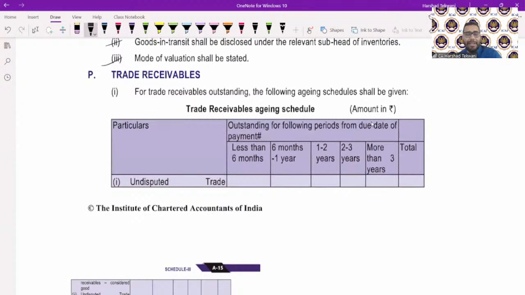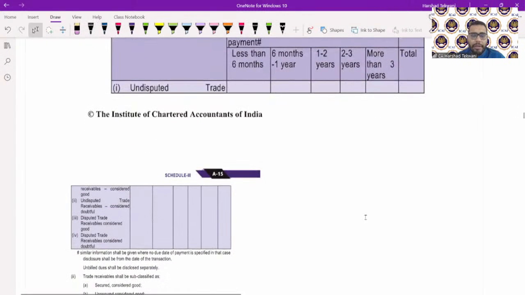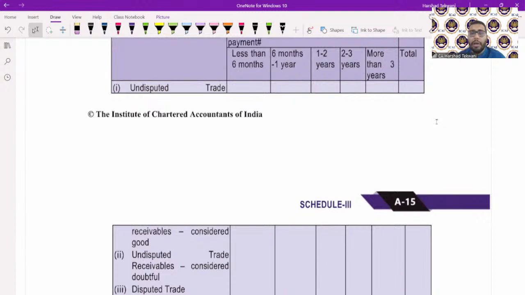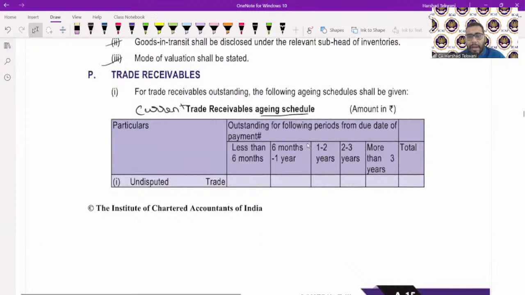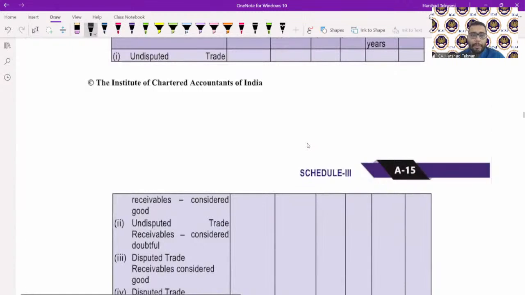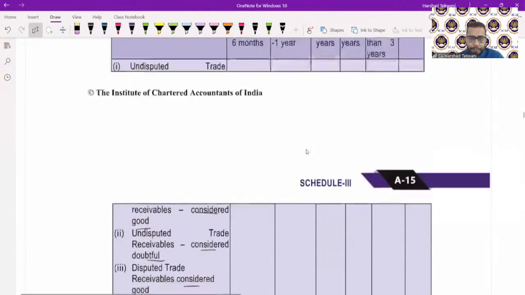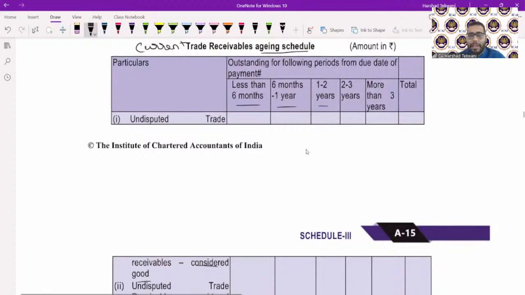Trade receivables. Now these are the current trade receivables we are talking about, not long term but current one. For the current trade receivables, what are you required to disclose? Same details that were available for the long term. Again, this is an amendment. Remember, this is very important. You are required to show a trade receivable aging, which talks about undisputed trade receivable considered good, undisputed considered doubtful, disputed considered good, and disputed considered doubtful. Less than 6 months, 6 months to 1 year, 1 to 2, 2 to 3, more than 3 years, in total. Clear?